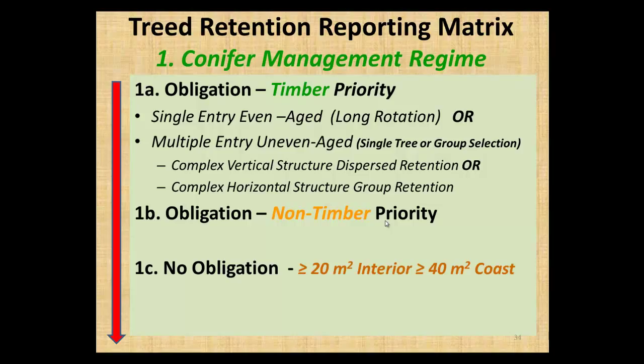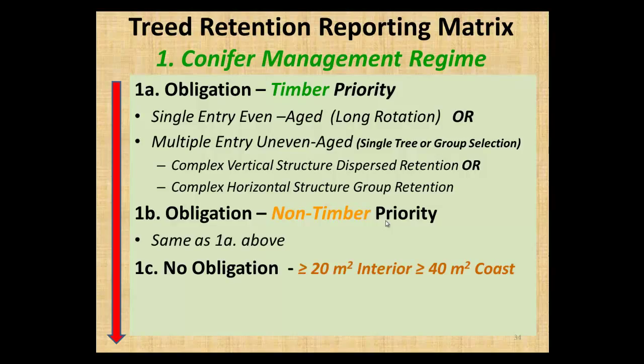Or the other one would be multiple entry, uneven-aged management, single tree or group selection, which can fit into that complex vertical, meaning all the tree layers from 1 to 4, or a combination of that, exist on the block. And also you could have that horizontal group selection type option where you're taking out groups of trees over time. Again, multiple entries, taking groups of trees in multiple entries. So it's some classification of that structure in that context.